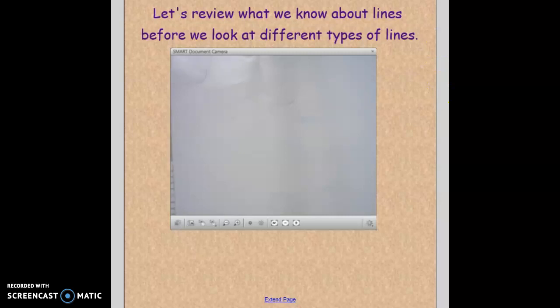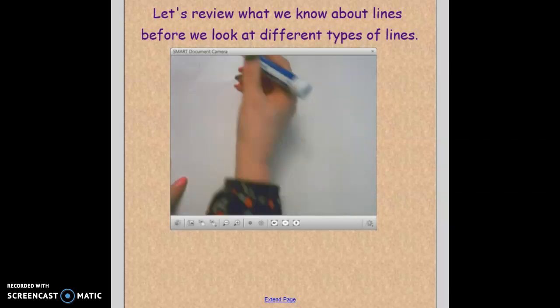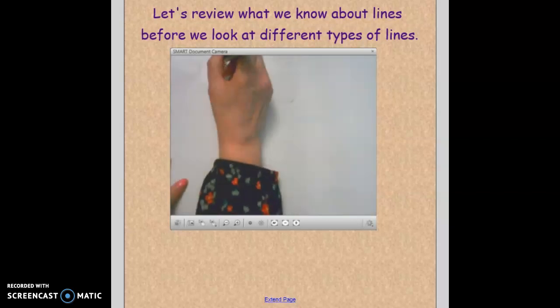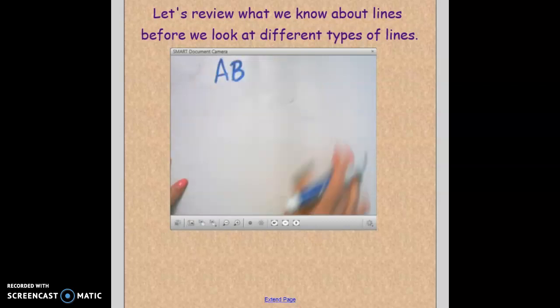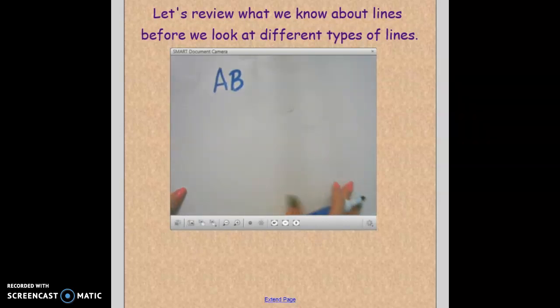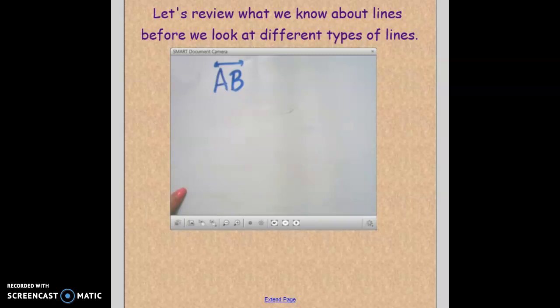Let's review what we know about lines before we look at different types of lines. So we've been studying lines last week online with your distance learning. Here's what I want to review with you. If you want to write a line, like line AB, to show me that that's a line, I draw a line over top of it. Arrows in both directions indicate it's a line.